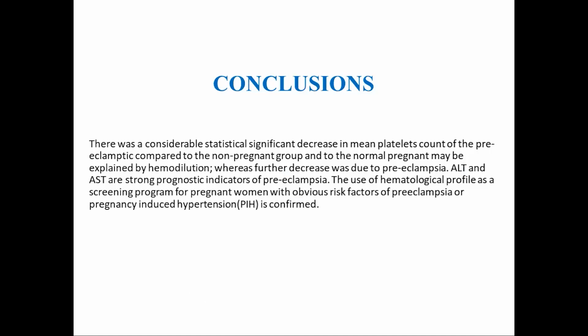Conclusion: there was a considerable statistically significant decrease in the mean platelet count of the preeclamptic compared to the non-pregnant group and to the normal pregnant. This may be explained by hemodilution, whereas the further decrease was due to preeclampsia. ALT and AST are strong prognostic indicators of preeclampsia. The use of hematological profiles as a screening program for pregnant women with obvious risk factors of preeclampsia or pregnancy-induced hypertension is confirmed.